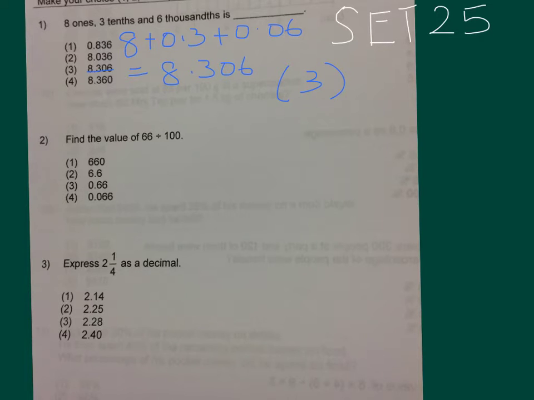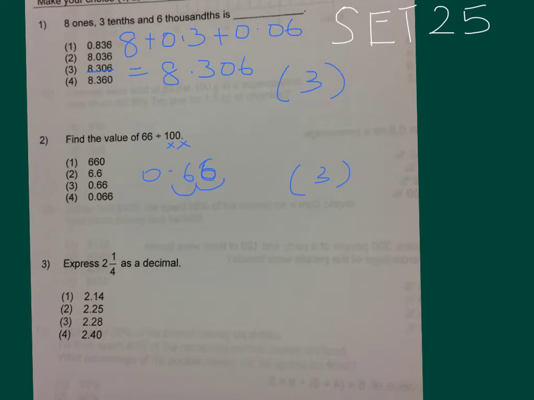Okay, we move on to question 2. Find the value of 66 divided by 100. There are 2 zeros. When you divide, your number becomes smaller, so you move 1, 2 places, and we get 0.66. So question 2, our answer is 3.